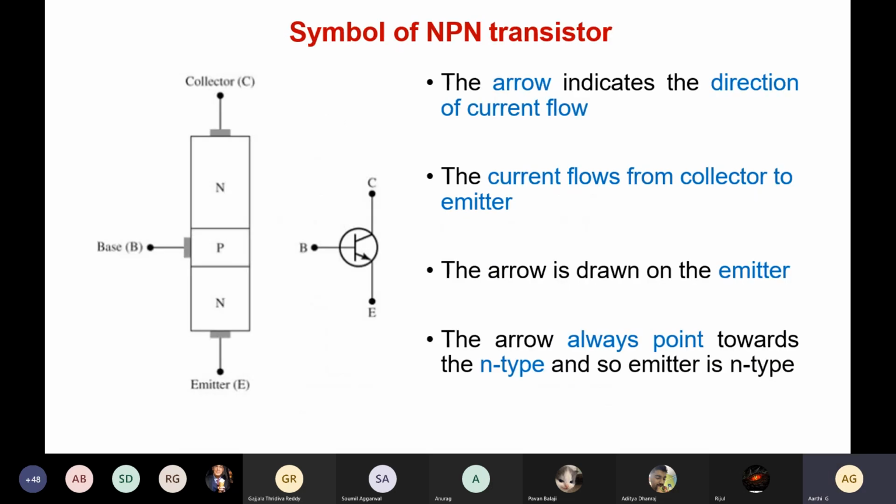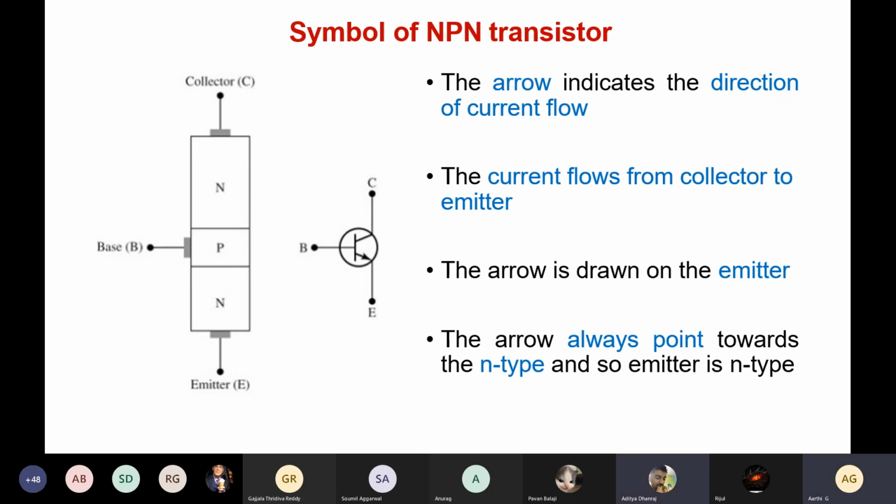So this is the basic symbol. Please draw this symbol, with the arrow, for the NPN transistor. For the NPN transistor, you can see the arrow is marked outwards. This arrow is always placed on the emitter junction, and it will be outwards for the NPN. It indicates the direction of the flow of the current. For the NPN, the current flows from collector to emitter. The arrow indicates the direction of the current flow.